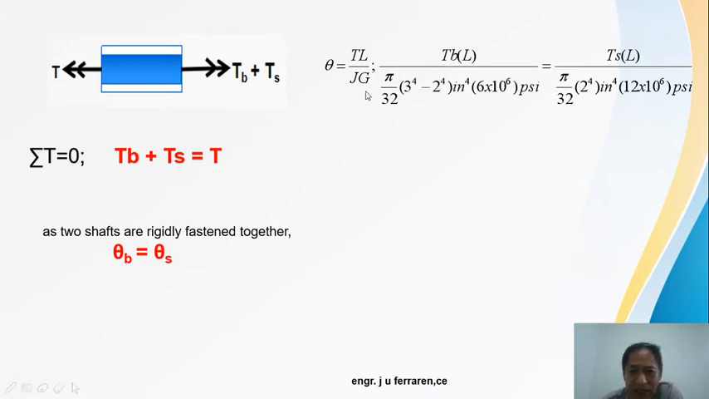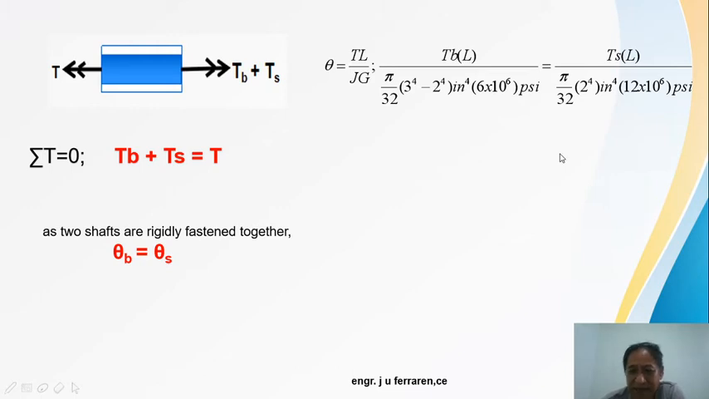So, we have TB, L, the same length, di ba? Okay, then we have pi over 32. We have this, okay? We simply substitute. This is the outer diameter for the bronze, di ba? Then, doon na siya modulus of rigidity. This is the inner. Okay, then at the steel, we have TS, L, di ba?